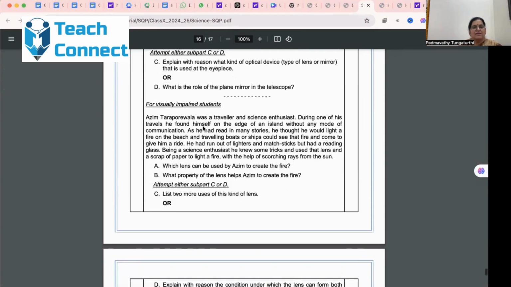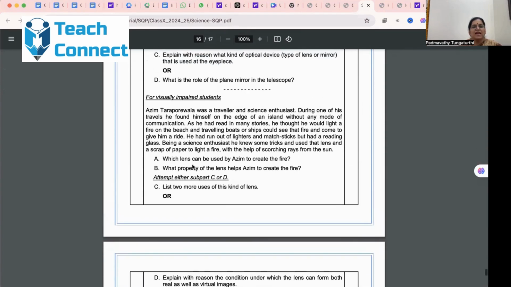And the next question, there are lenses over here. During one of his travels, he found himself on the edge of an island without any mode of communication. He thought he would light a fire on the beach, and traveling boats or ships could see that fire and come to give him a ride. He ran out of lighters and matchsticks, but he had a reading glass. What did he do? We know that parallel rays focus for a convex lens. That's how fire is generated from the parallel rays.